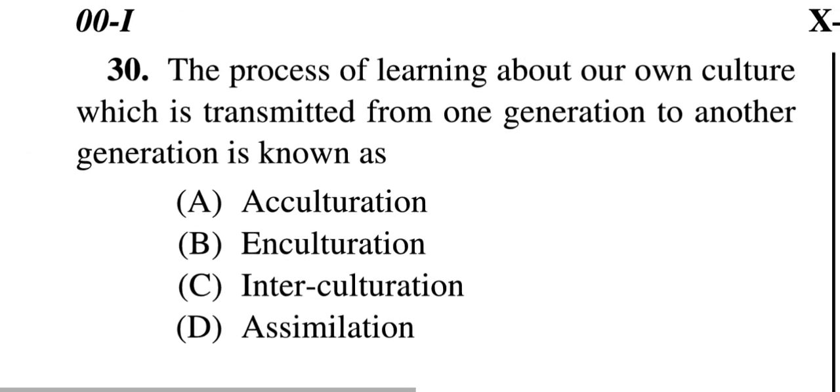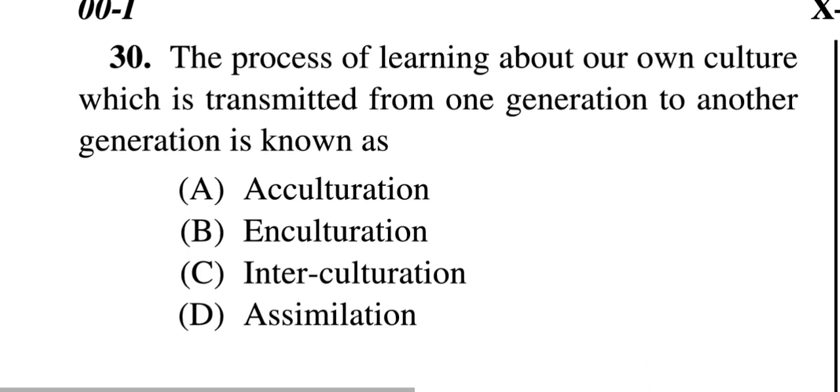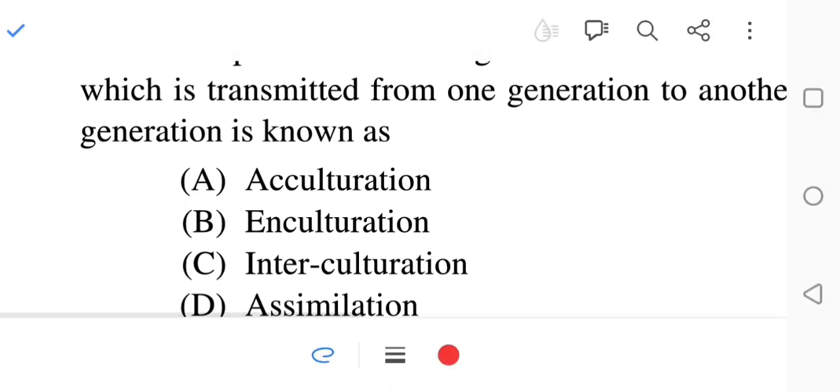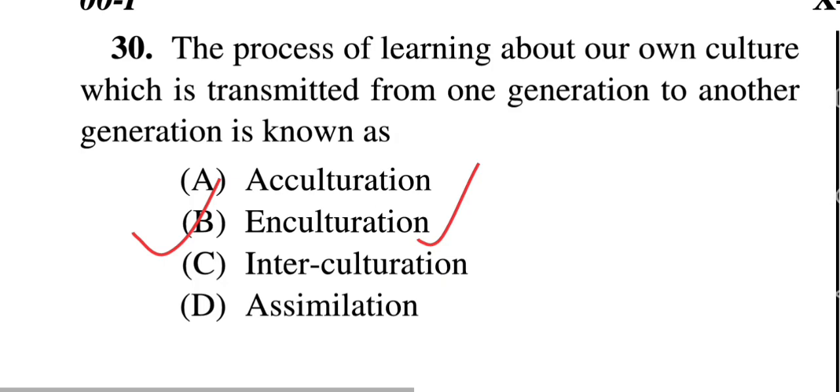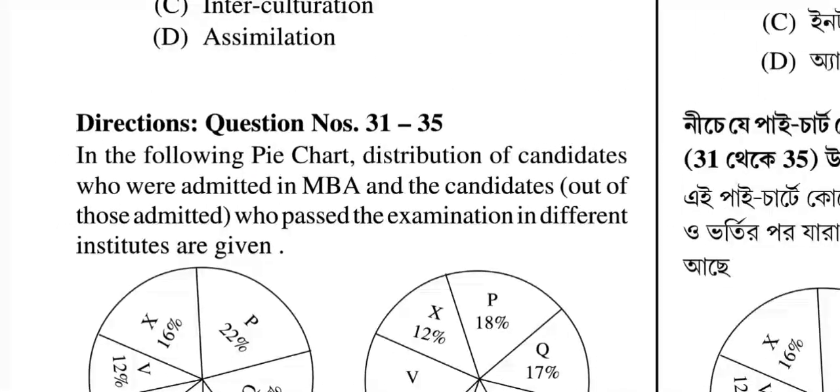Okay, next question. It says the process of learning about our own culture, which is transmitted from one generation to another generation, is known as acculturation, enculturation, interculturation, assimilation. 30. Correct answer is B, that is enculturation. Very important, remember it. Enculturation, enculturation.